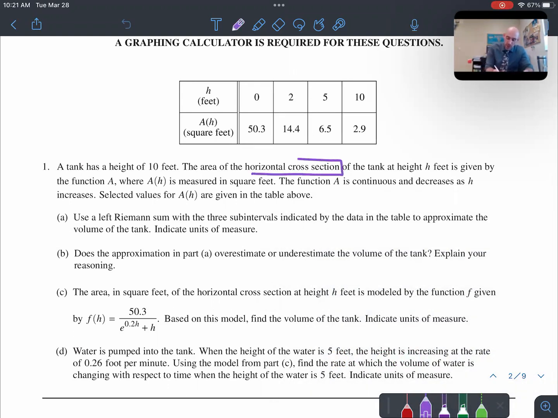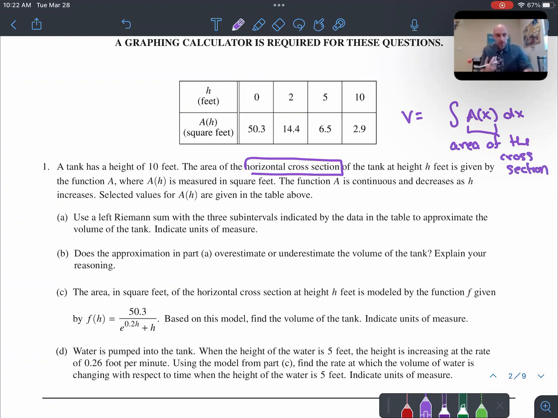This horizontal cross section. When you first learn volume, volume is actually the integral of A of x dx, or dy, depending on if we're dealing with A of y. But this is the area of the cross sections. A lot of times we get wrapped up with this whole idea of volume is disk, washer, shell, that's it. But in this case, you've got to remember that volume is much more than that. It's just the integral of the area of the cross section.